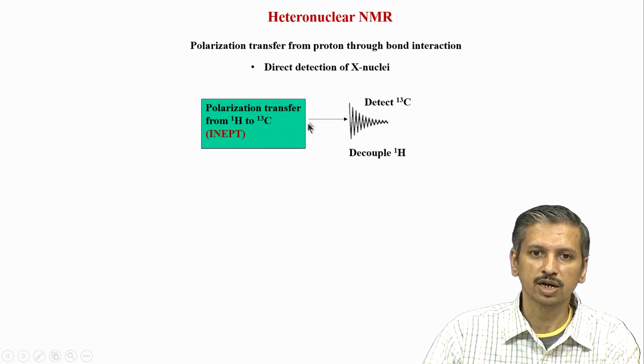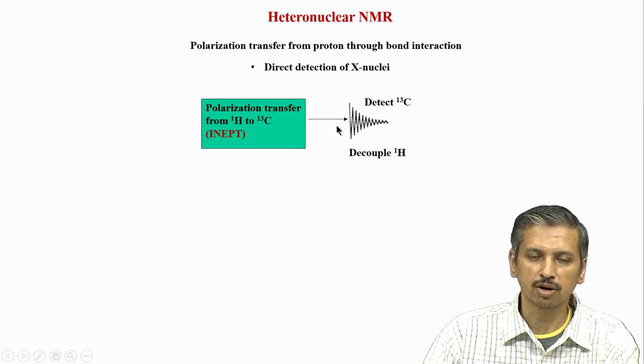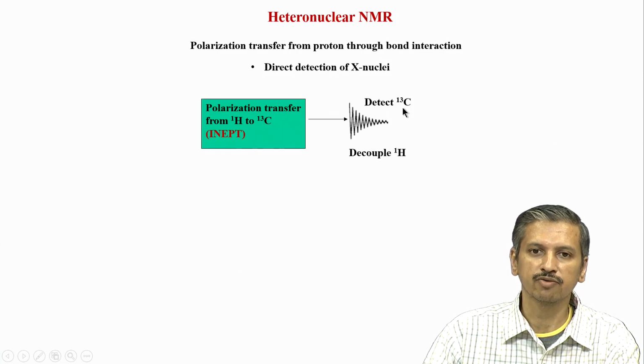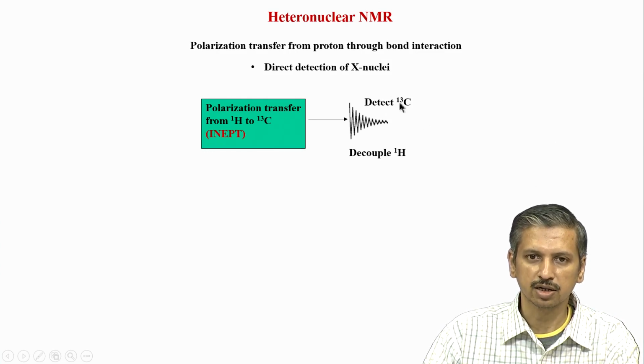Now, this INEPT transfers the magnetization from proton to carbon. So, the carbon sensitivity goes up by a factor of 4. This is because of the difference in the gyromagnetic ratio. Therefore, if I record a carbon spectrum now, I will get 4 times more sensitivity compared to what I would have got if I had directly gone for carbon. If I had directly detected the carbon without this polarization transfer, I would have got 4 times less sensitivity. That is theoretically the limit, 4 times. Practically it is not always 4 times, which we will see shortly.